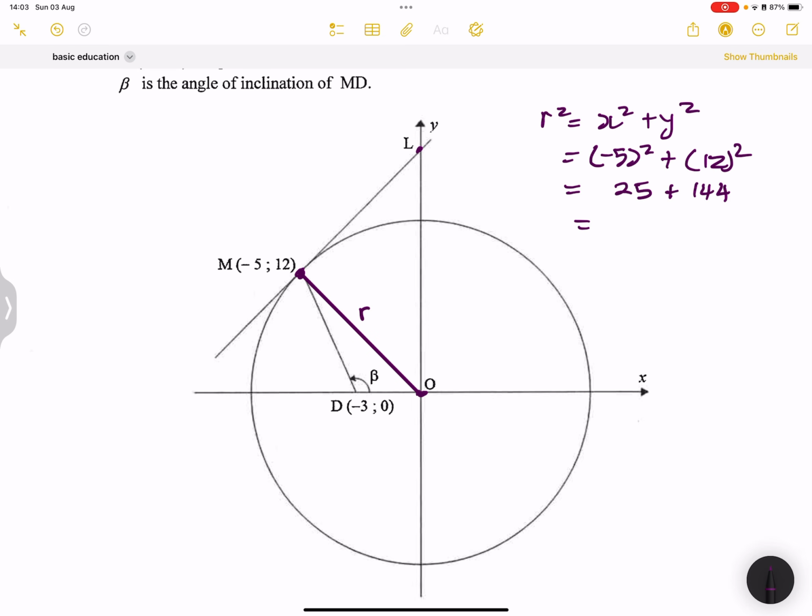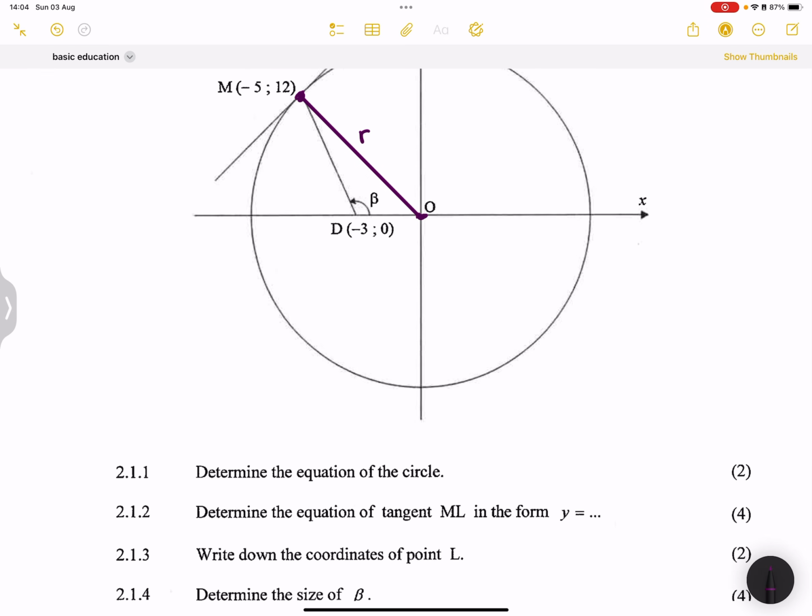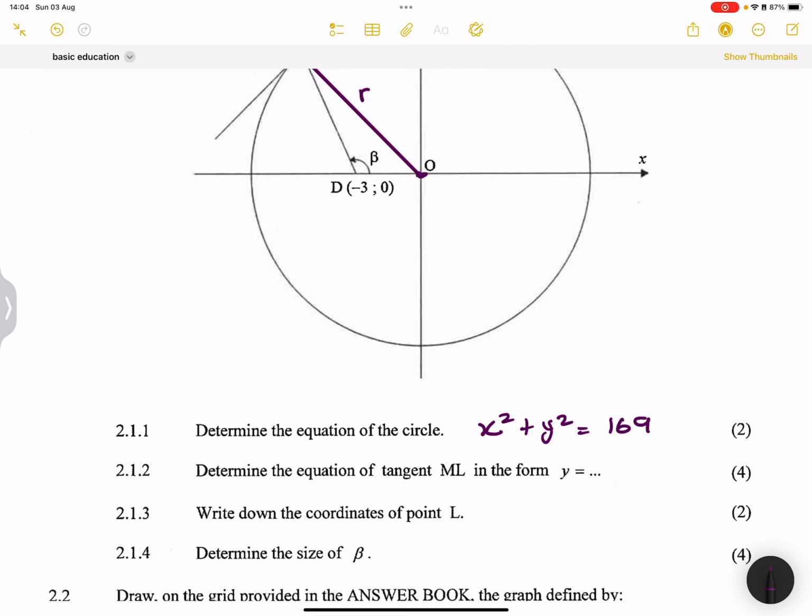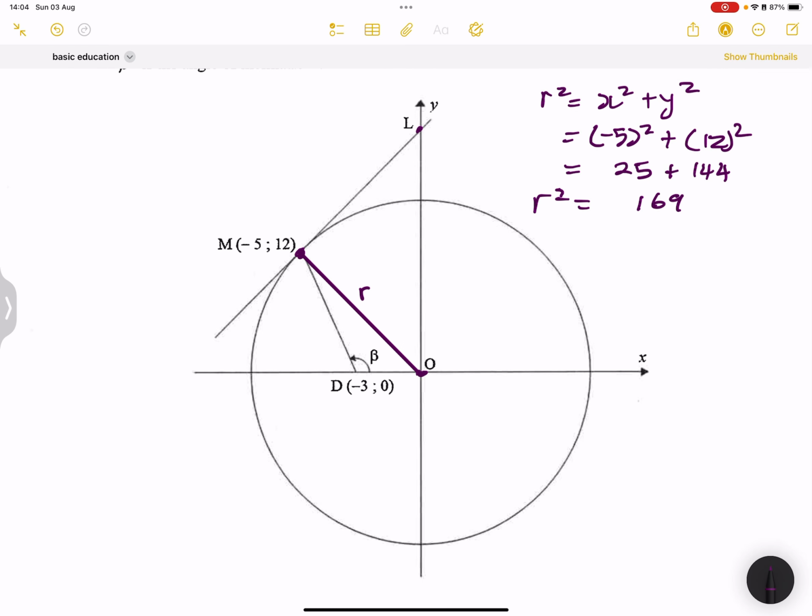So r squared is actually 169, which will give us the equation of the circle. This is going to be x squared plus y squared equals r squared, and we've just found that r squared is 169. Now the next question says, determine the equation of tangent ML in the form y equals. Now, how can we get that equation?